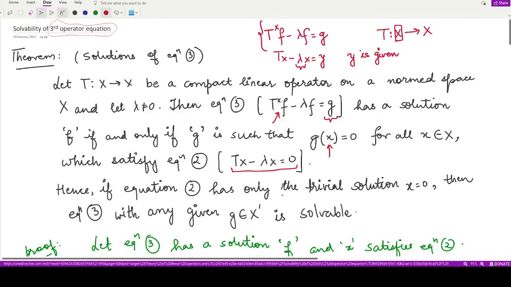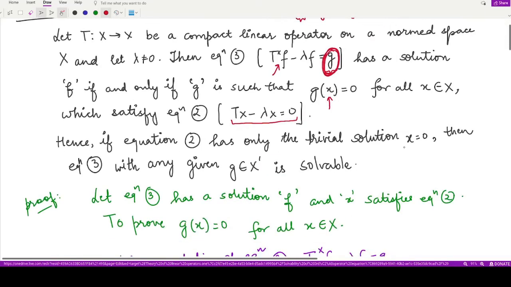And moreover they are saying if the second operator equation Tx minus lambda x is equal to 0 has only the trivial solution, that means x is equal to 0 is the only solution, then equation 3 is solvable for any value of this functional g here. What are g and f? G and f are functionals which are taken from the dual space of the normed space X, right? So this is what the theorem tells us. Now let's see how we can go on and prove this theorem.